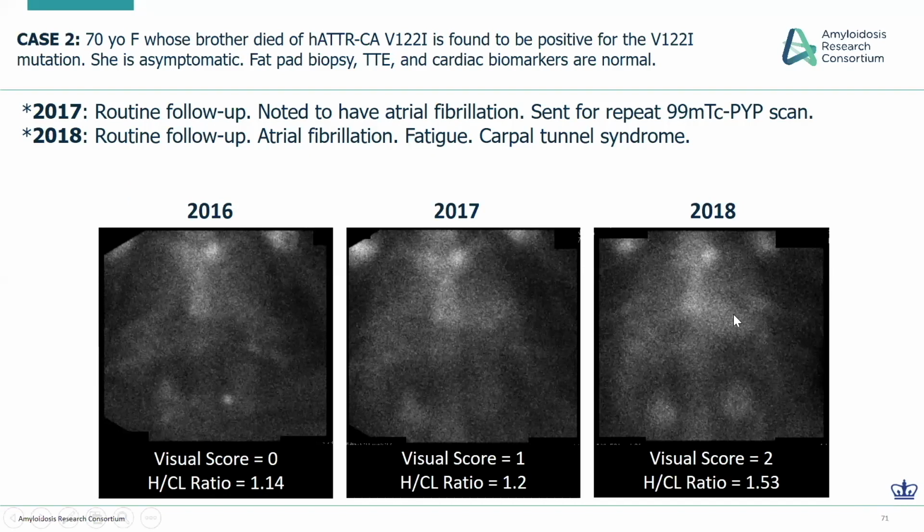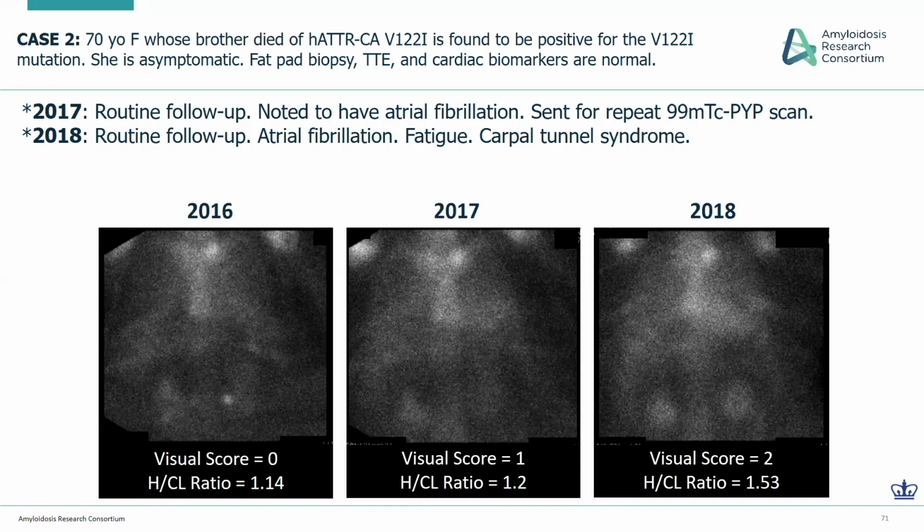So in this case, it has now gone from a visual score of 1 to 2, and the heart to contralateral ratio has increased from 1.2 to 1.53. So now, by definition, it's positive for TTR cardiac amyloid with a visual score of 2 or greater and a heart to contralateral ratio of 1.5 or greater. So in 2 years, it has gone from a visual score of 0 to a visual score of 2.